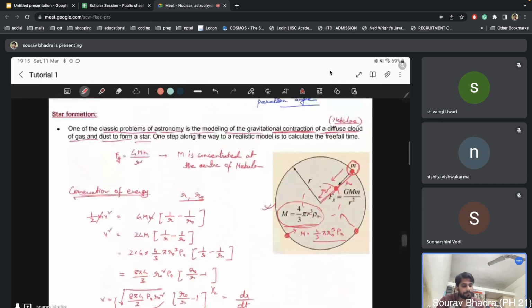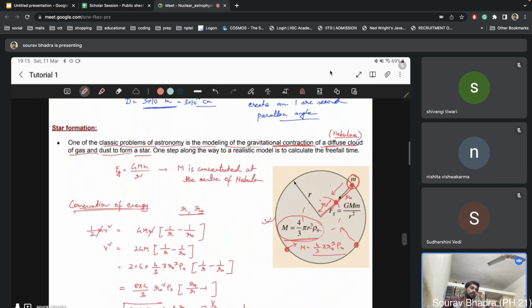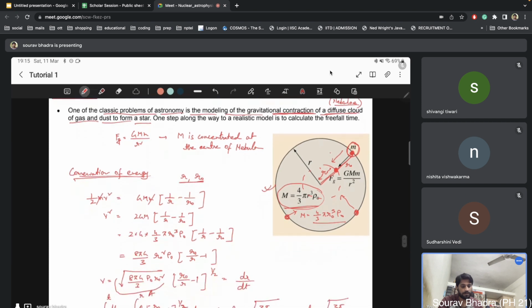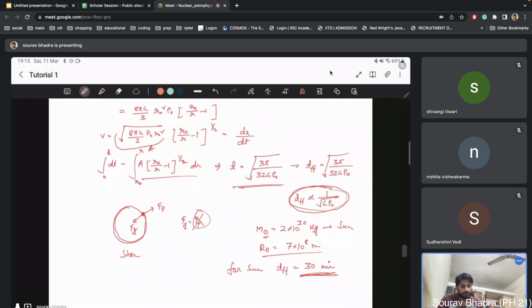So that's why I tried to tell you that very basic idea about star formation and collapse of a star. Star formation means also a collapse of a nebula. That is the difference. The physics is the same behind these two phenomena.